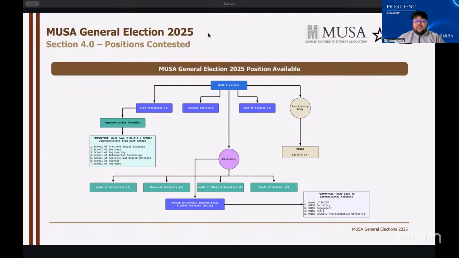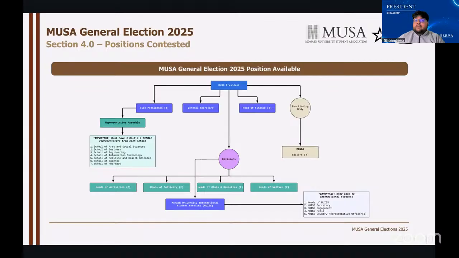From there as well, we have the functioning body, whose general purpose is to document and journal everything. They are completely apart from MUSA. We do give them guidelines to abide by in terms of administration, but the work they put out is completely on them. We do not govern how they do their work; they do it on their own.